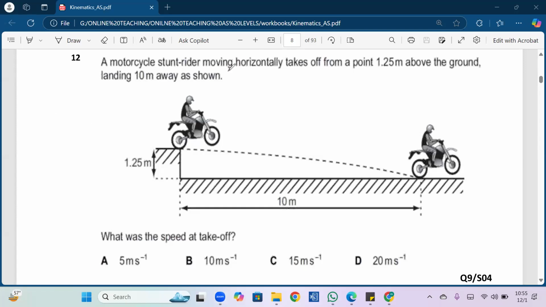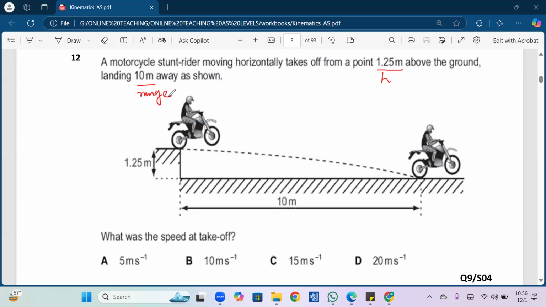We have a question. A motorcyclist stunt rider moving horizontally takes off from a point of 1.25 meters. This is actually the height above the ground, landing 10 meters away as shown. This is basically the horizontal range. This is actually a projectile question.